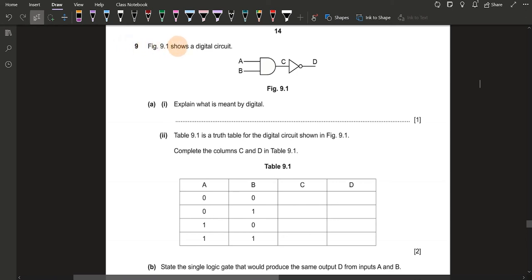Question number 9. Figure 9.1 shows a digital circuit. This is an AND gate and this is a NOT gate. So we have inputs A and B and we have 2 outputs, which are C and D. So part A1 says, explain what is meant by digital. So the meaning of digital is that the output can only be 1 or 0. So we can write here output of 1 or 0, and we can write as only 2 possible outputs.